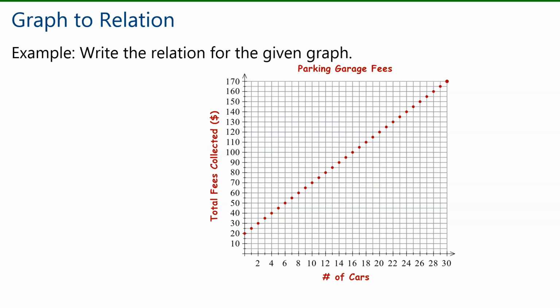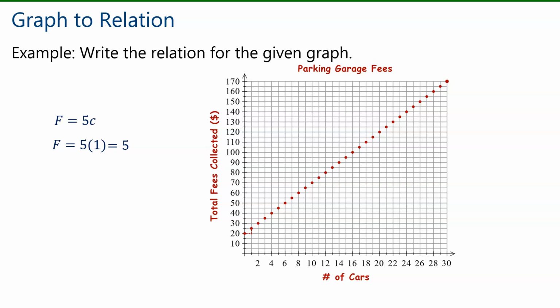So now let's consider the first 2 points again. If I go over to the right one, meaning 1 car, the total amount of fees increases by $5. So I can start off with the relation and say that the fee, F for fee, equals 5 times C. Now let's replace C with 1. 5 times 1 is 5.